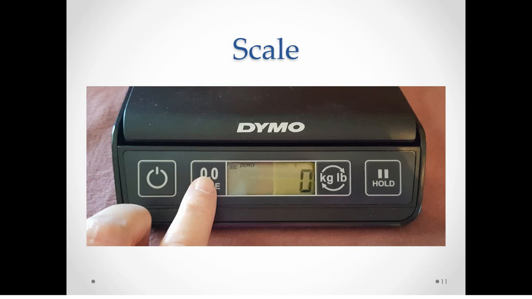Notice the very small G just to the left of the 0 at the top of the display. This means that the scale is set to measure grams and kilograms, that is, SI units. If the kilogram pound button is pressed, the G will change to ounces. This means that the scale is set, in this case, to measure pounds and ounces, that is, English units. For this experiment, measurement of mass will be made in SI units.